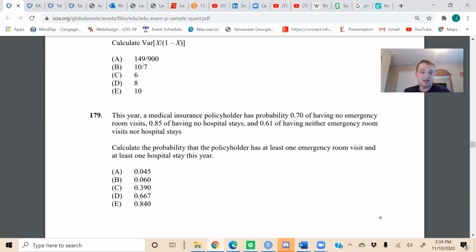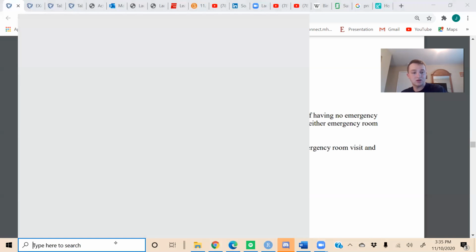The problem states, this year a medical insurance policyholder has probability of 0.7 of having no emergency room visits, 0.85 probability of having no hospital stays, and 0.61 of having neither emergency room or hospital stays. Calculate the probability that the policyholder has at least one emergency room visit and at least one hospital stay this year. All right, let's solve it.